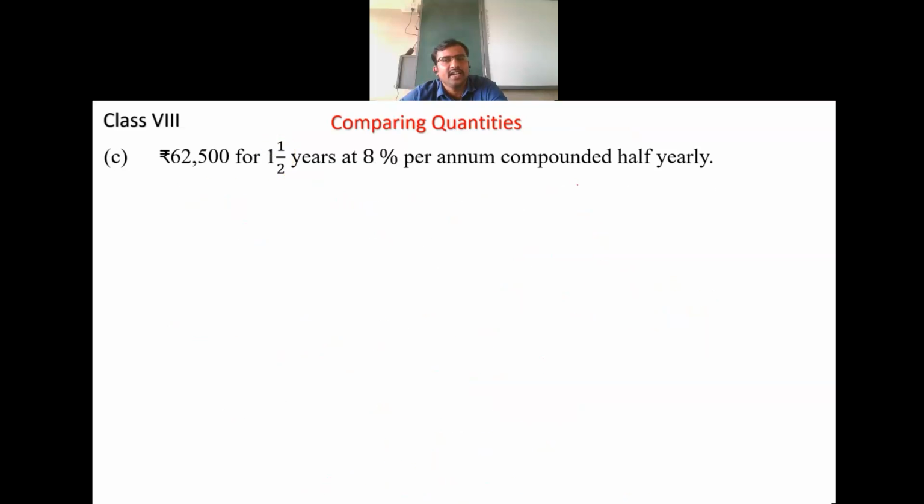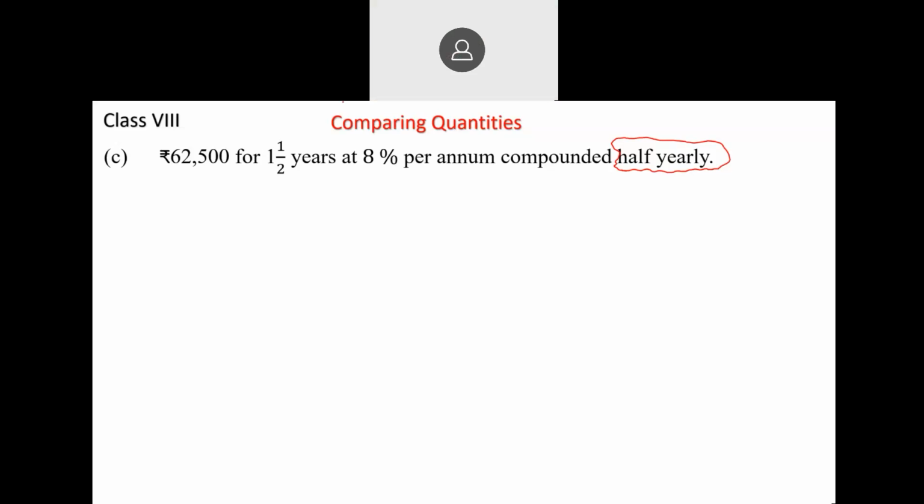Now try this here. It is compounded half yearly. This is a very, very important thing to note. When it is compounded half yearly, either we change the formula. We can take 1 by 2. If we compound it half yearly, we will be getting 3 half years, that is 1.5 years, which is 3 half years.